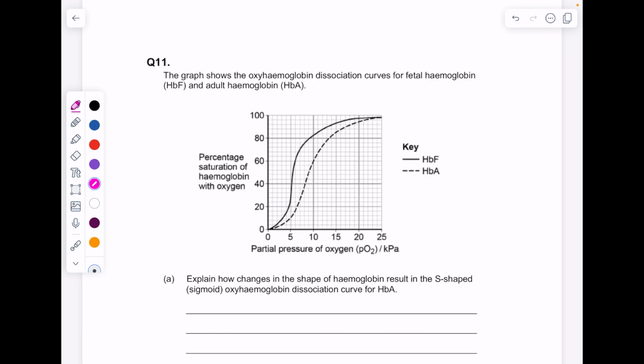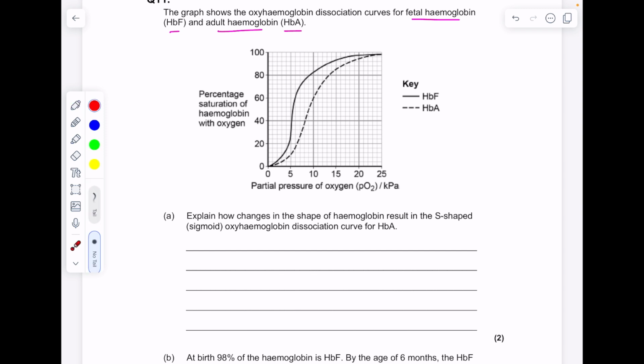The graph shows the oxyhemoglobin dissociation curves for fetal hemoglobin HbF and adult hemoglobin HbA. So on the y-axis we have the percentage saturation of hemoglobin with oxygen, the x-axis the partial pressure of oxygen. Explain how changes in the shape of the hemoglobin result in the S-shaped sigmoid oxyhemoglobin dissociation curve for the adult hemoglobin. So what changes take place in the shape of the hemoglobin? Well, remember, when the first oxygen binds to the hemoglobin, it causes a change in that tertiary structure, meaning that it uncovers more binding sites, allowing the second oxygen molecule to bind more easily.